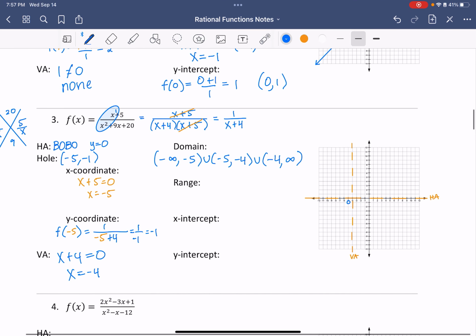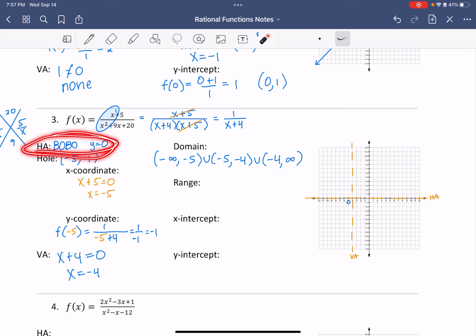This domain is longer than the previous examples because this one has 2 discontinuities. The first example and the second example only had one. It either only had a hole or it only had a vertical asymptote. But when you have both vertical asymptote and hole, your domain becomes longer because there are more discontinuities in the graph. Okay. Now the range is usually every y value except this y value and this y value.